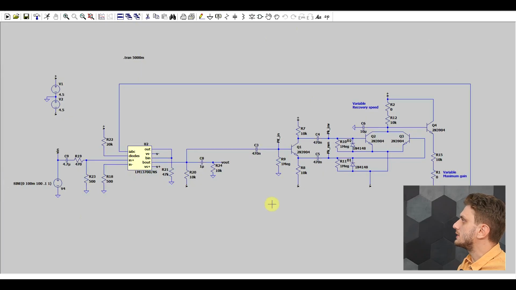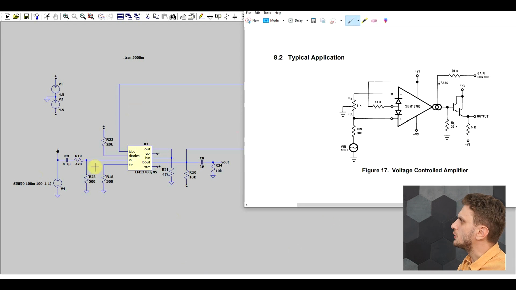So what I got here is the basic circuit that I'll be building today. On the left side we have the transconductance amplifier, the input and the output, and on the right side we have the peak detector circuit. So if we compare the left side with the typical application from the datasheet, we see our input signal coming into the positive input. The negative input is connected to ground, so is the positive through two 500 ohm resistors.